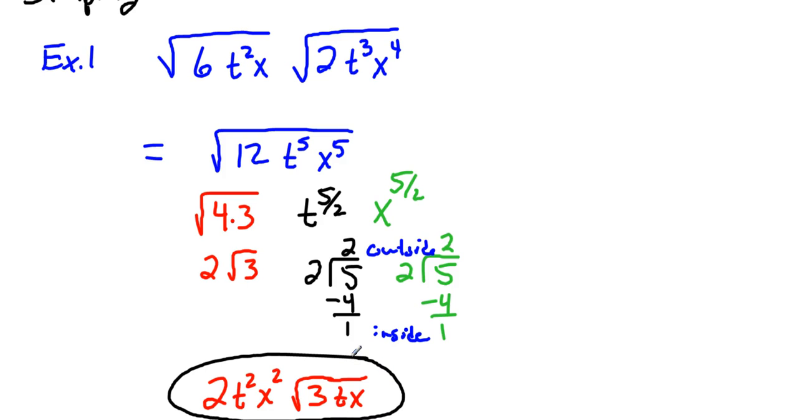Okay, so again, just take it one little piece at a time. Get everything together, multiply your numbers, add your exponents together, break down the number, break down each of the variables, and then figure out what's on the inside and what's on the outside.